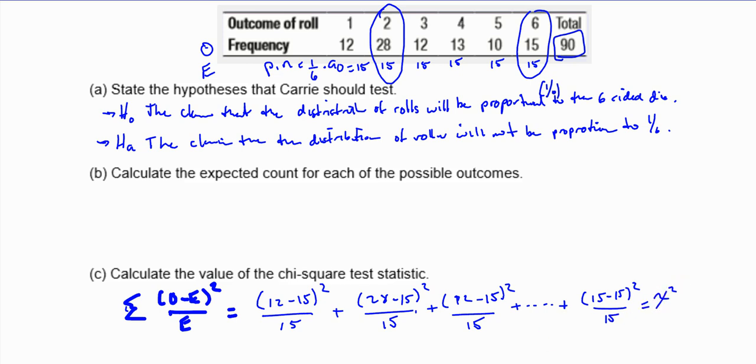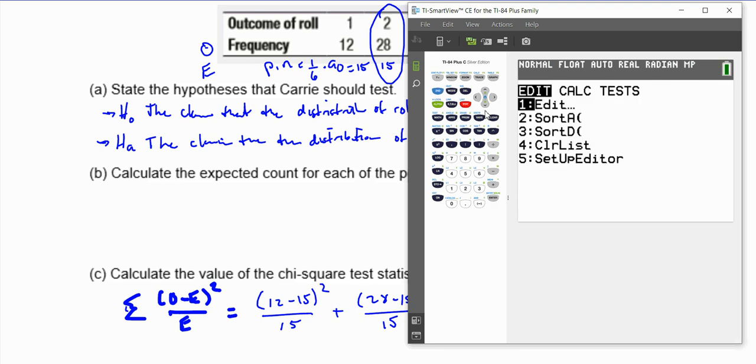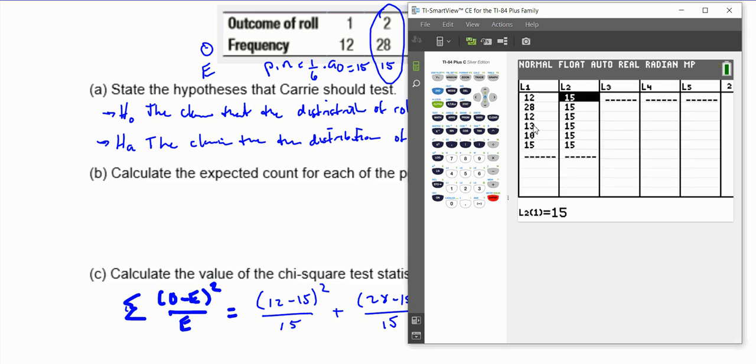And so looking at this, if you want to put our chi-square statistic into your calculator, you can do this pretty well. First off, you want to go to your stat, and you want to go to edit. In list 1, you want to put in all your observed values. And in list 2, you want to put in your expected values. Okay, and you can do this on your calculator and figure all that out as well.